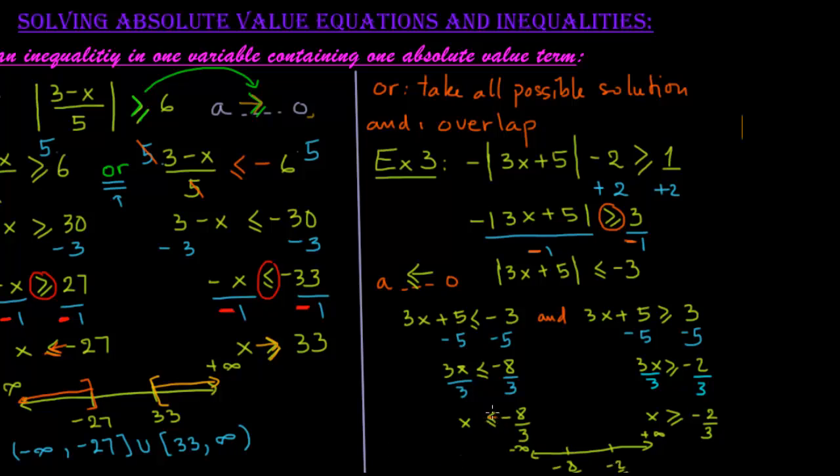We see at negative 8/3, the point may go to the left. So we're going to go to the left with the bracket. And at negative 2/3, that point may go to the right. So we go to the right with the equal sign, so another bracket. Since the problem we're dealing with is an AND problem, we're looking for where they overlap. And there's no overlap here. So the answer would be no solution.